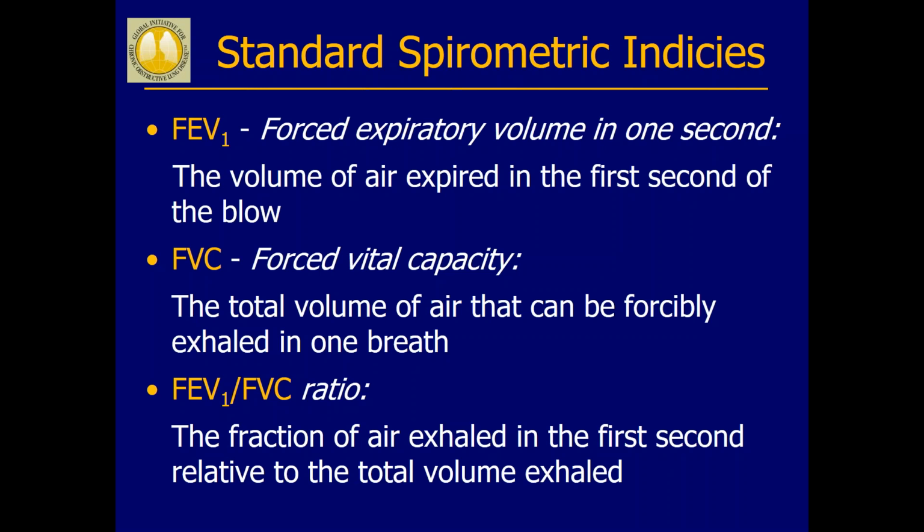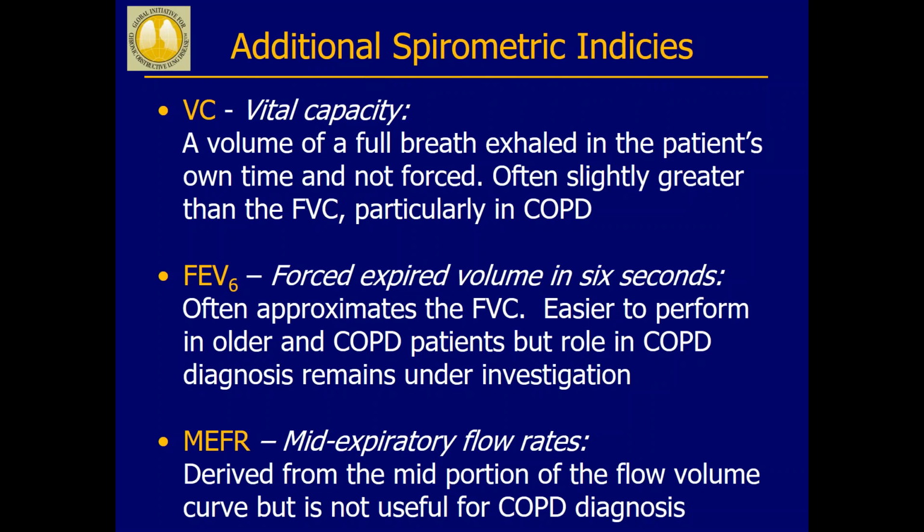The other indices that we look for is FVC, which is the forced vital capacity, and that's the total volume of air that can be forcibly exhaled in one breath. So FEV1 is how much you breathe out in the first second, and FVC is the total volume that you breathe out totally in one breath after you take a maximal inhalation. And then there's a ratio of FEV1 over FVC, and that's the fraction of air in the first second relative to the total volume you exhale. And that gives you a measurement of how obstructed your airflow is and can help us diagnose if somebody has COPD or asthma.